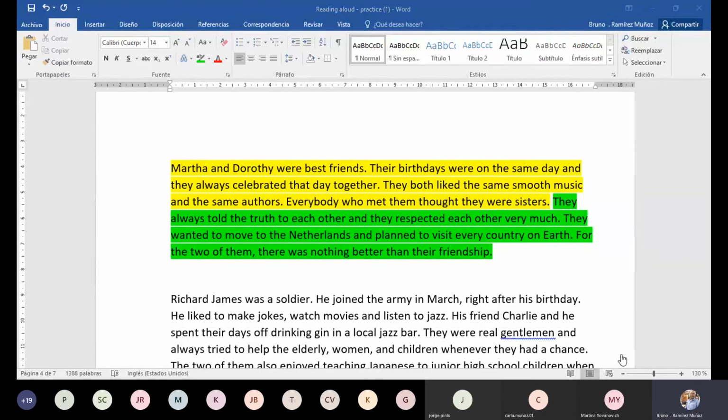Martha and Dorothy were best friends. Their birthdays were on the same day and they always celebrated that day together. They both liked the same smooth music and the same authors. Everybody who met them thought they were sisters. They always told the truth to each other and they respected each other very much. They wanted to move to Netherlands and planned to visit every country on earth. For the two of them, there was nothing better than their friendship.